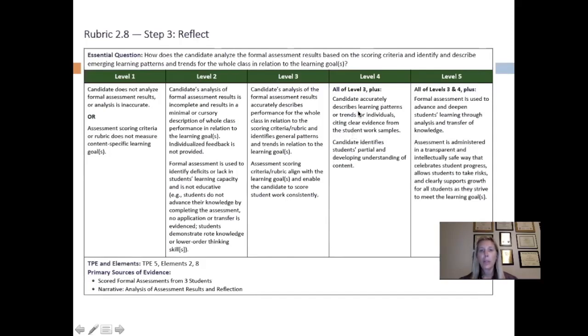And then you also need this piece: the candidate accurately describes learning patterns or trends for individuals, citing clear evidence from the student work sample. So this is talking about those 3 focus students, that you're able to see the patterns of learning that they have as well. Who are they connected to? Who are they similar to in that group of learners that you have? And what do you see them doing? Cite evidence from their work sample. And that you identify students' partial and developing understanding of the content as well, right? So you're able to identify what they're not understanding and what they're doing well and what they're kind of getting, right? You're able to pick it all out, and that gives you that level 4.